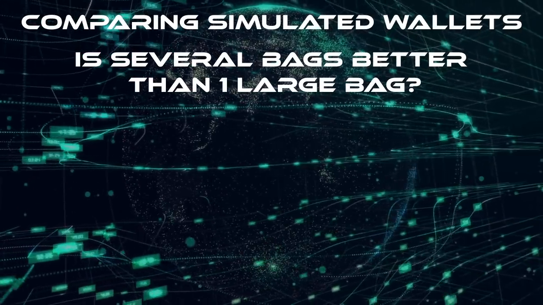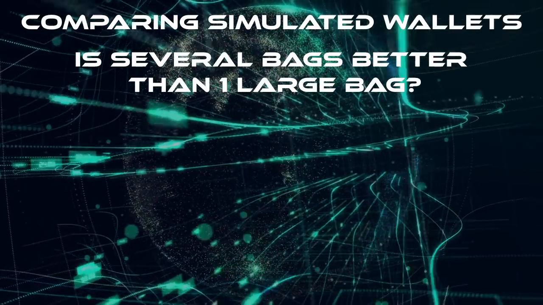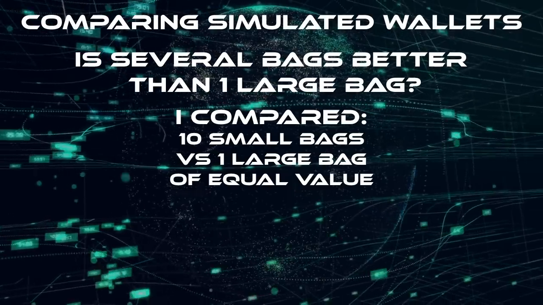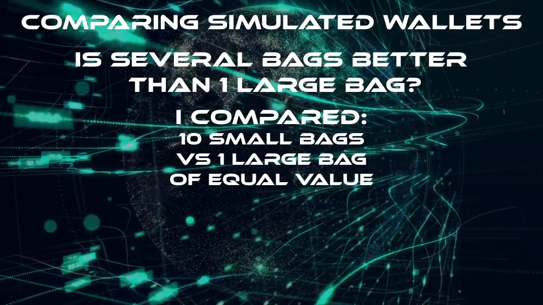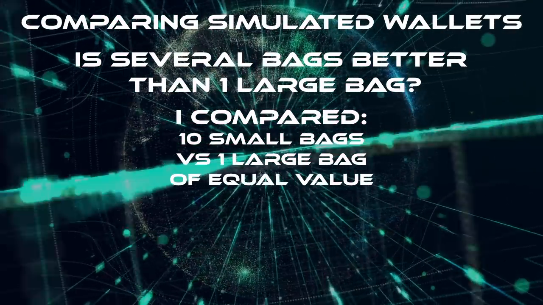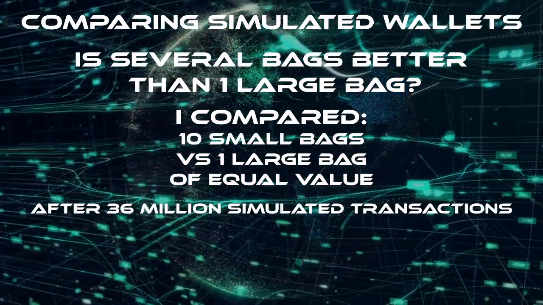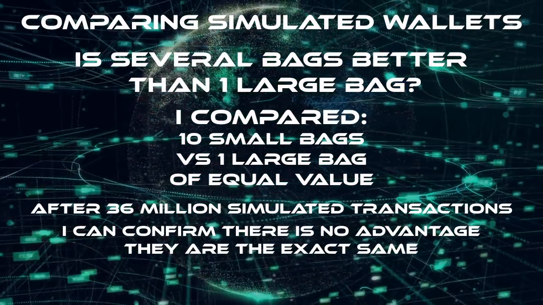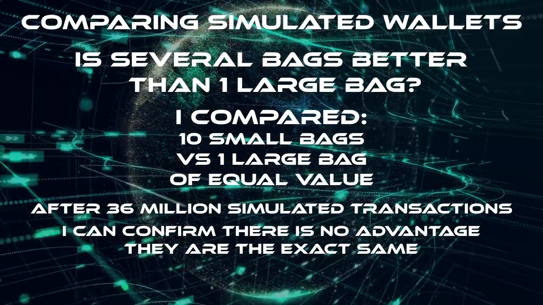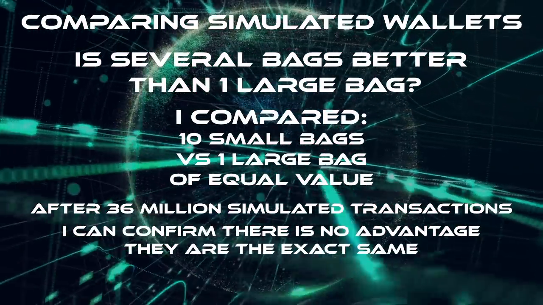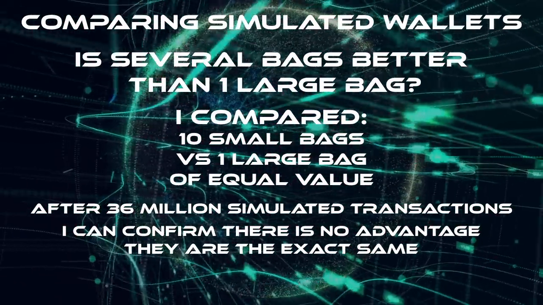A major theory and question that has come up when it comes to Safemoon reflections is whether having several smaller bags is more advantageous to yielding more reflections over just one larger bag. In order to test and make sure there was no advantage over time, I ran a simulation of 10 smaller bags and one larger bag, where the combined value of the 10 smaller bags was equal to the one larger bag to begin with. After simulating 36.5 million transactions, I can confirm that there is no benefit or detriment to splitting up your bag or by holding all your tokens in one larger bag, as reflections payout is identical.